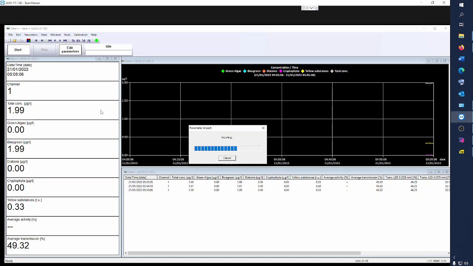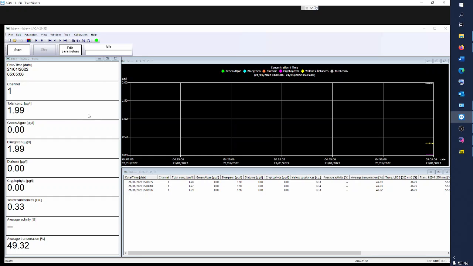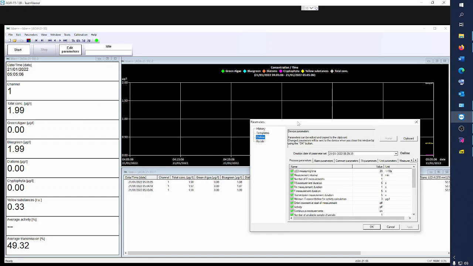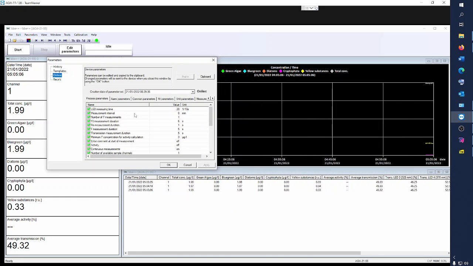computer downloads the parameters which are stored in the AOA sensor, the black AOA sensor. Here you see the online parameters. There are different patterns here. I will tell you only some of the process parameters and some of the alarm parameters.